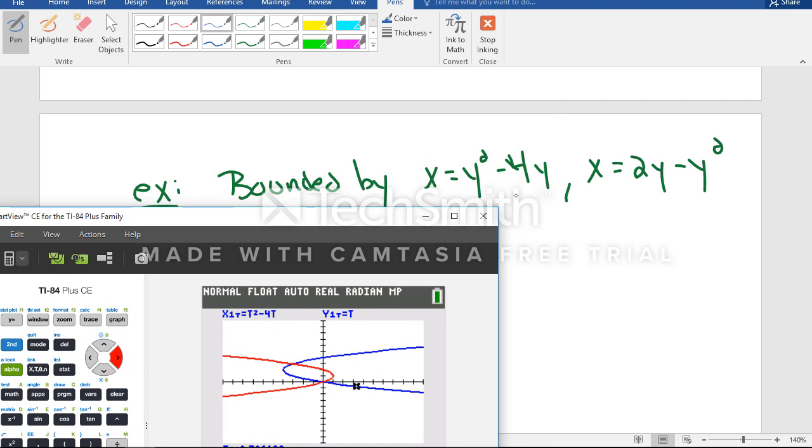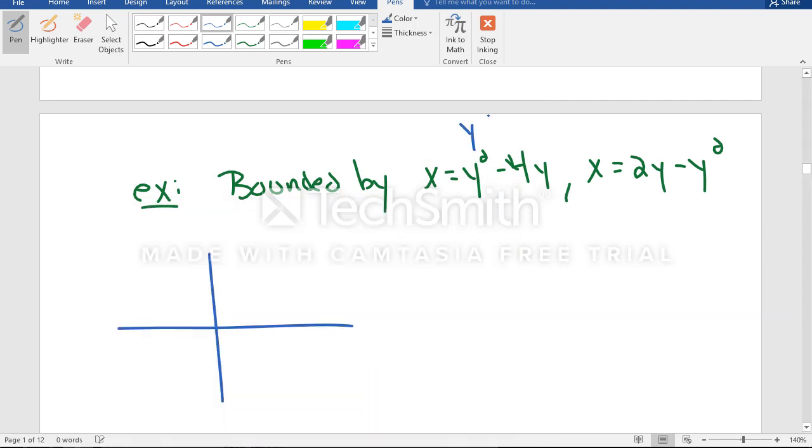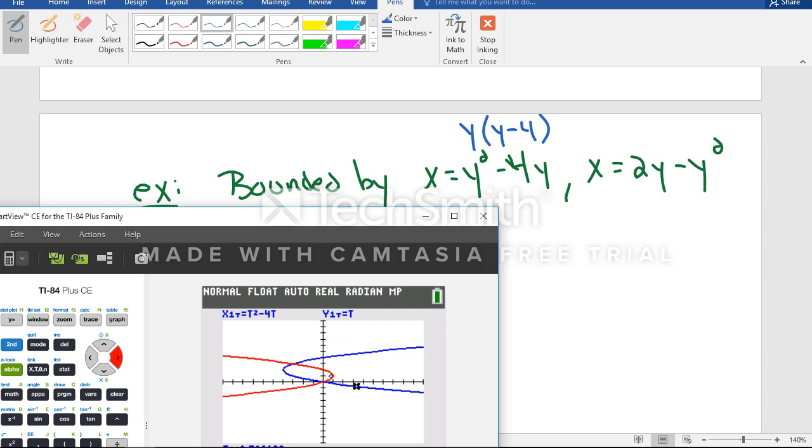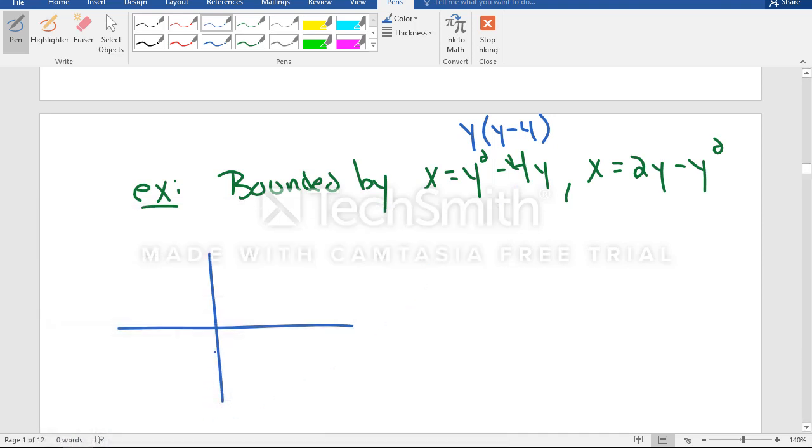If I factor a y out of here, I get y minus 4. So we can see for this graph, y equals 0 and y equals 4 were those intercepts, right? So 0 and 4 as those intercepts, and that guy looks roughly something like this. Here's y squared minus 4y.